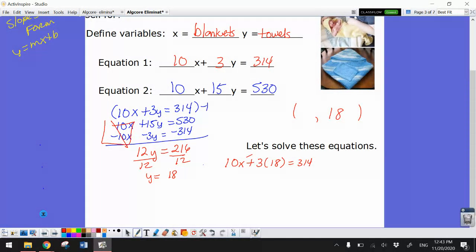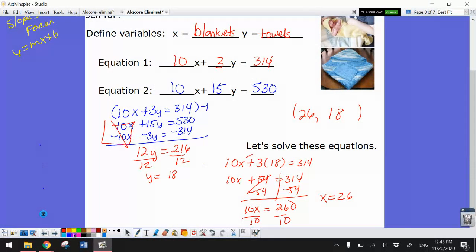3 times 18 is going to give me 54. So 10x plus 54 equals 314. Subtract my 54. 314 minus 54. 10x equals 260. Remember, this goes away. Dividing by 10, I see x is 26. So that's my solution, okay?